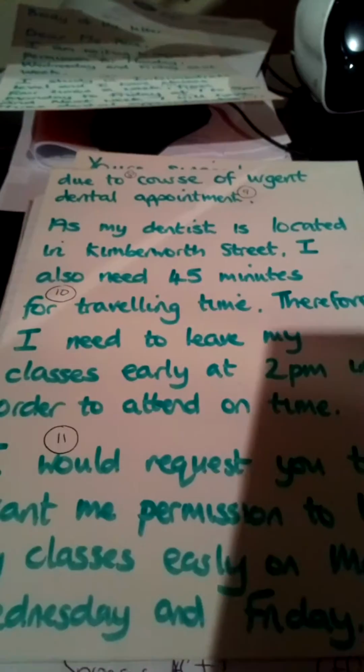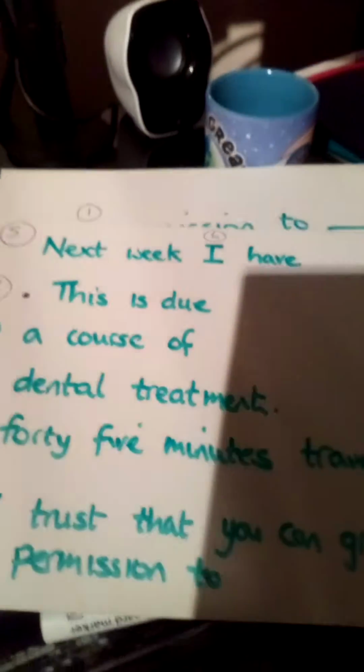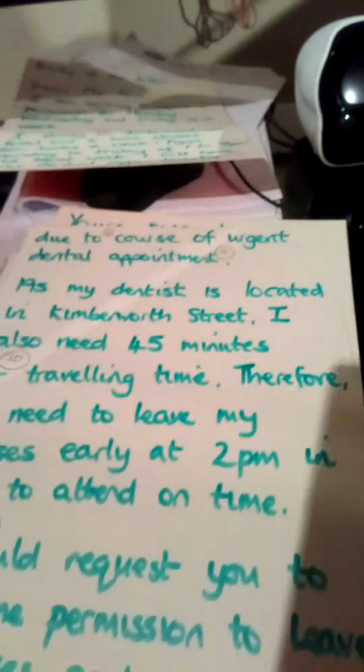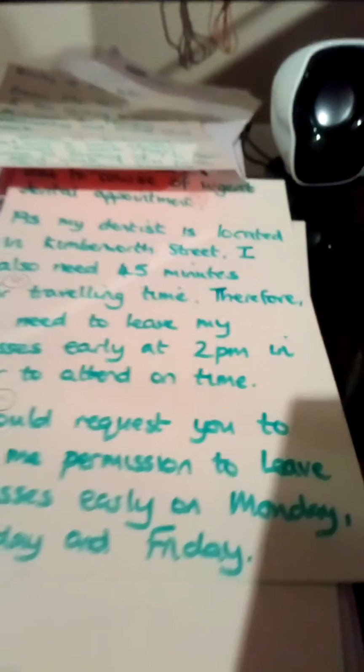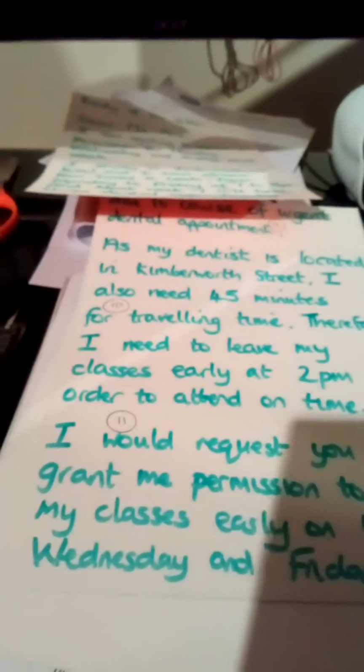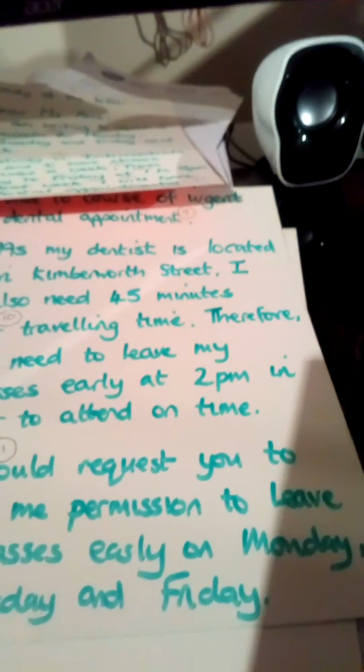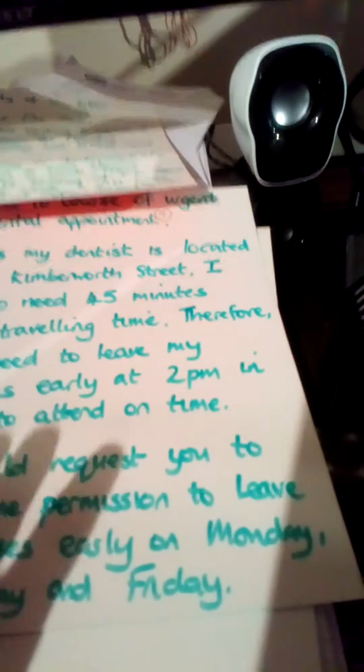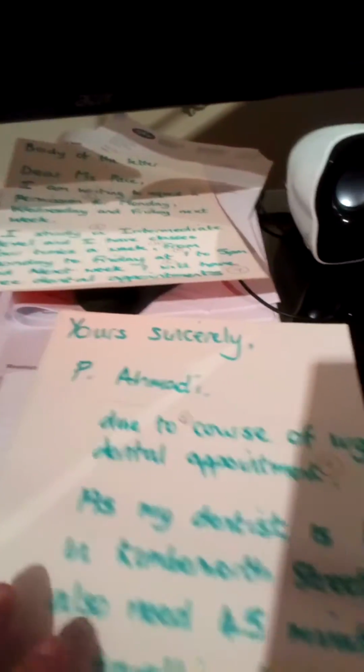Or I trust that you can grant me permission. So you can say I hope or I trust that you can grant me permission to. And that's a much better phrase because the ending bit is absolutely spot on. I hope that you can grant me permission to leave my classes early on Monday, Wednesday and Friday, and that rounds off the whole letter, and that's really excellent because then it ends off with yours sincerely and who that is from.